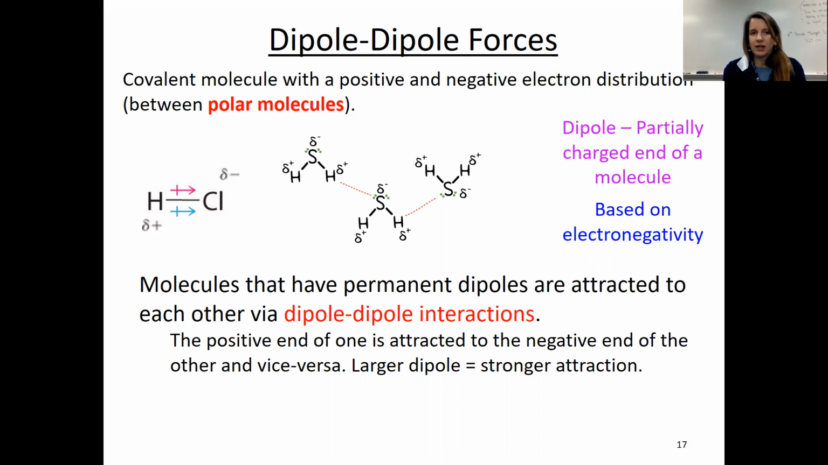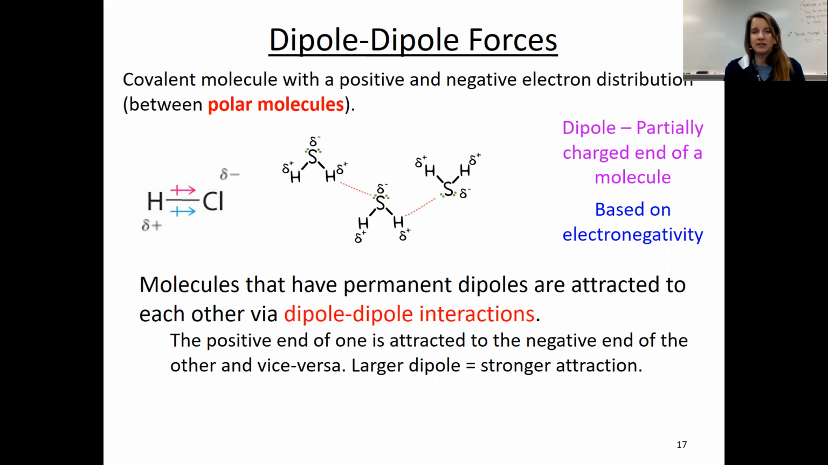Now, the dipole-dipole interactions are going to be a little bit stronger of an intermolecular force than we saw with the London dispersion forces because these have permanent dipoles. The London dispersion forces were just temporary, based simply on the movement of the electrons as they naturally move and interact around the nucleus of the atom or the molecule. But these have permanent dipoles because of the electrons being shared unequally between those atoms in that bond.